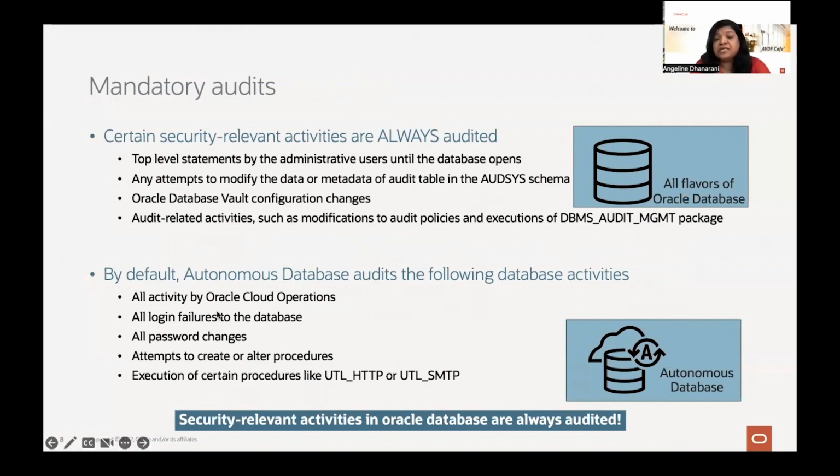And if you're using anything on the cloud, there are a couple of activities that are audited by default, like any activity by cloud operations, login failures, password changes, or execution of certain important procedures like UTL packages. So these are all audited by default. These are the extra ones that you would get to see in any kind of autonomous databases.